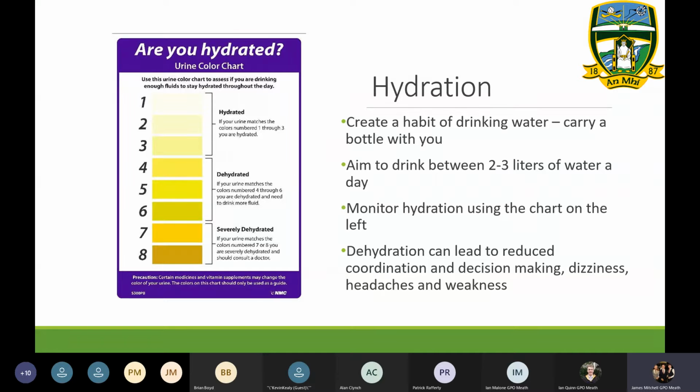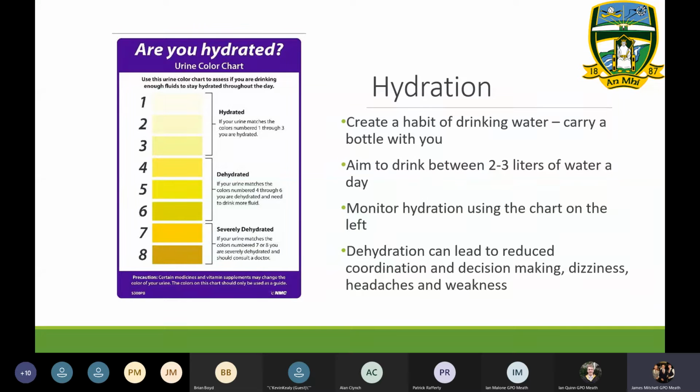The next one is to try and drink between 2 and 3 liters of water a day. That depends on the individual, so that's just general there, 2 to 3 liters of water a day. Obviously, if it's a hot day, you might need to drink a little bit more if you're sweating, because you're going to be losing a little bit more.